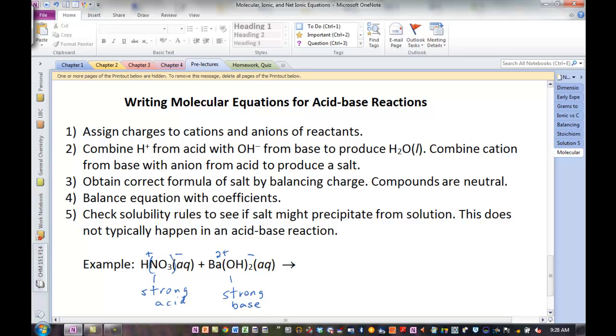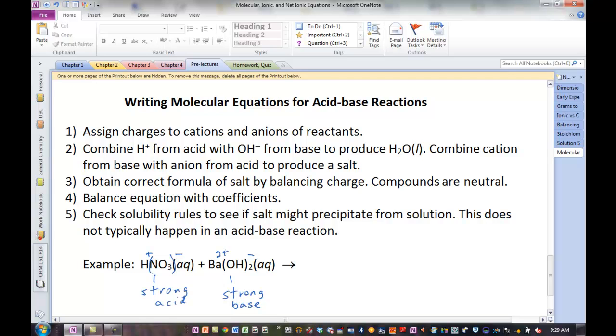Barium is also an alkaline earth metal. If it loses 2 electrons, it will have a noble gas electron configuration. We will do more with that as we go on. So same thing, we assign charges first. We know the acid has H+, the base has OH-. That kind of makes our job a little bit easier.